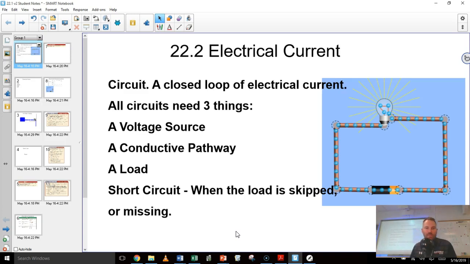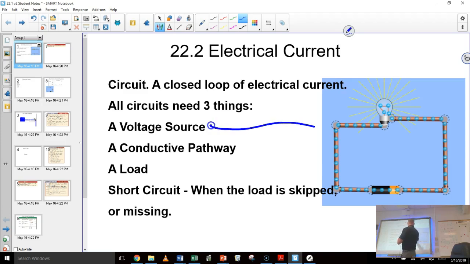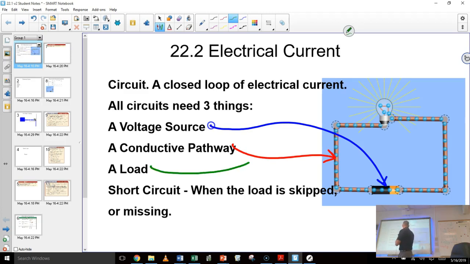And in our case, remember this simple circuit that I drew. And you don't need these things every single time. But the simple one that I did, the voltage source is the battery, the conductive pathway is the wires, and then the load in this case was the light bulb.